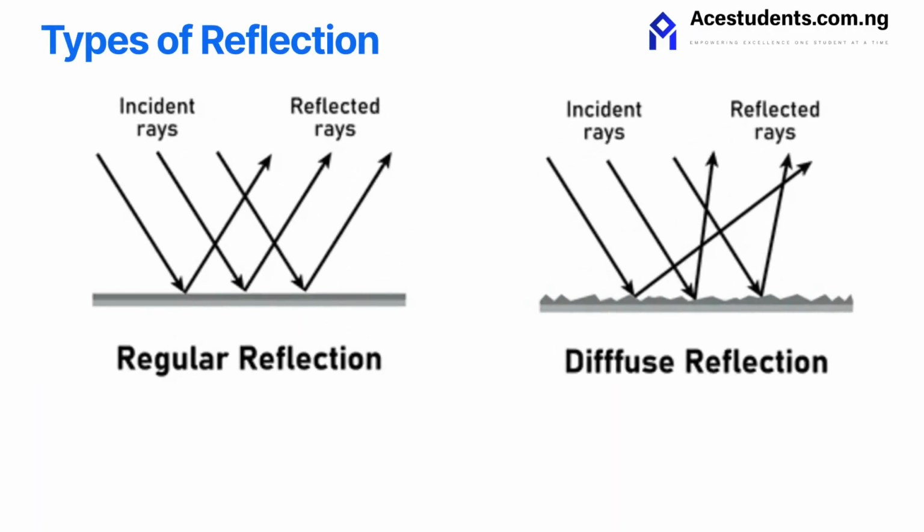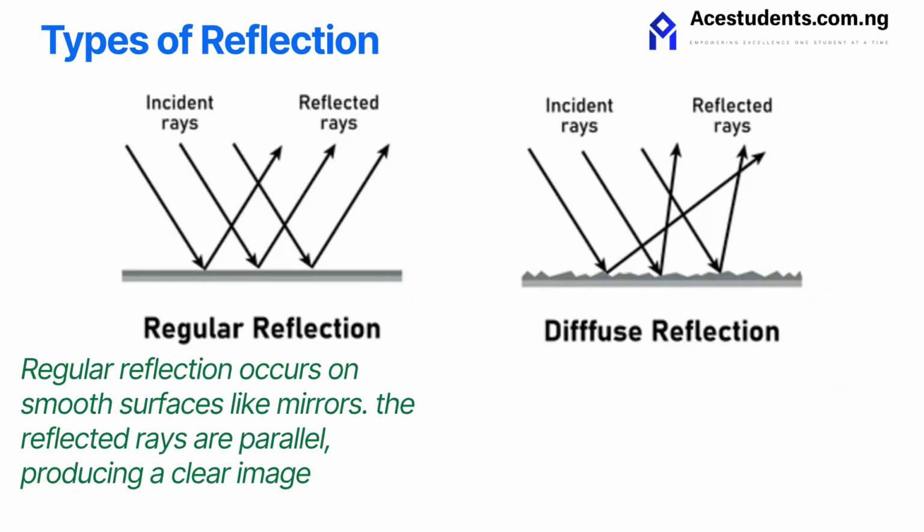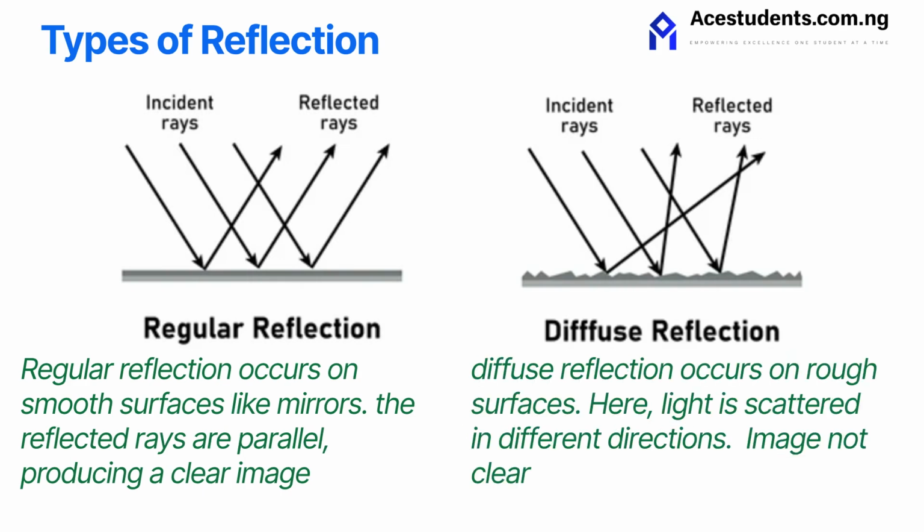Reflection can occur in different ways, specifically regular reflection and diffuse reflection. Regular reflection occurs on smooth surfaces, like mirrors. The reflected rays are parallel, producing a clear image. Diffuse reflection occurs on rough surfaces. Here, light is scattered in different directions, so no clear image is formed.